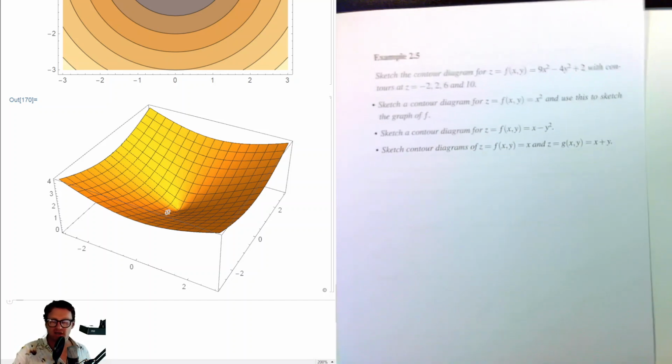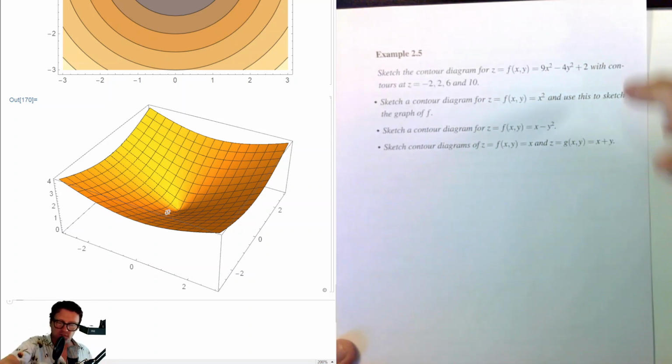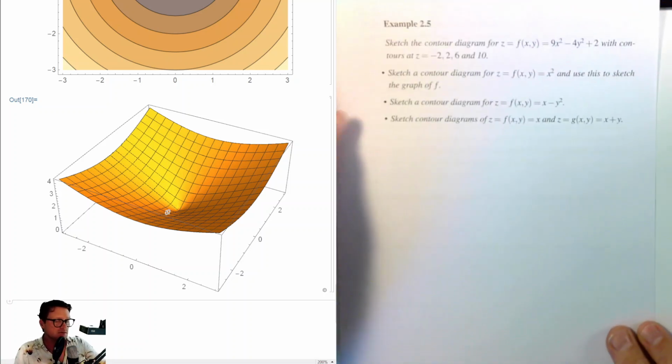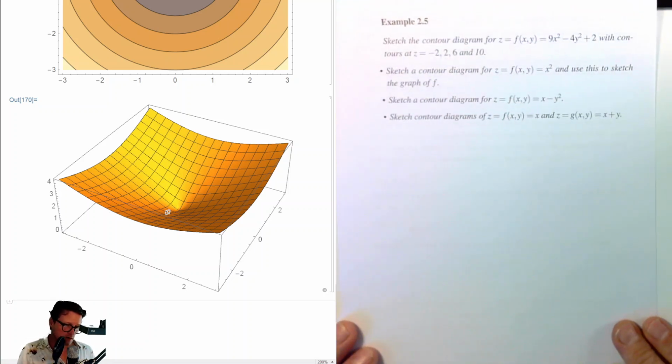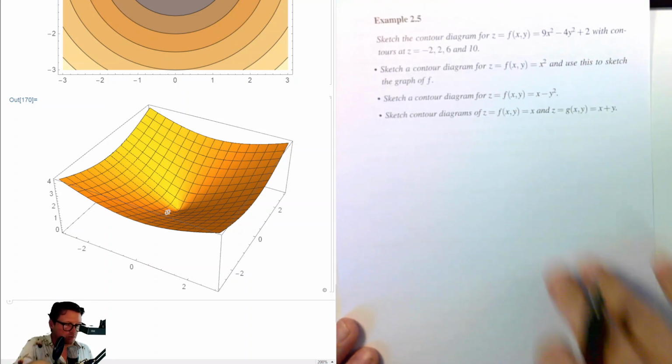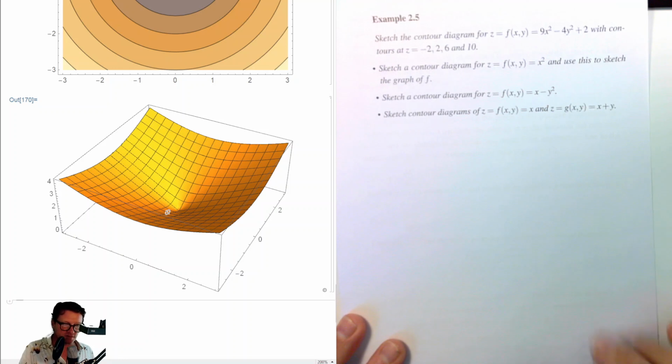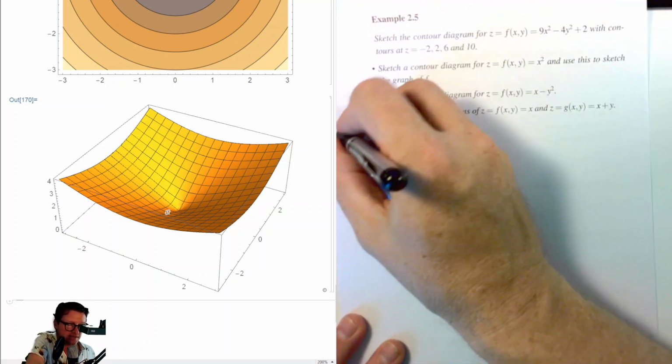Example 2.5. Okay, so this will be a pretty full page. I'm going to focus on these two because I can't fit the whole thing in there. Maybe you can write an extra page if you want to do all of them. Sketch the contour diagram for z equals 9x squared minus 4y squared plus 2 with these contours. Okay, so let's start with that.